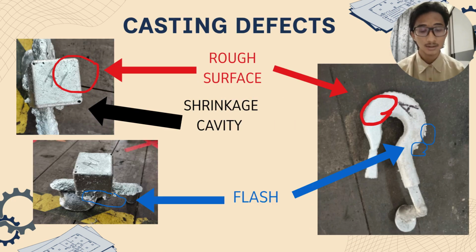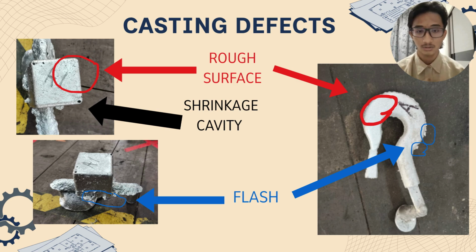For the casting defects, we have about three. The first one is rough surface, as you can see in the red circle, and it happened in both processes: green sand on the left, the cube shape, and on the right side, a hook shape made by CO2 molding casting. Both of them somehow have rough surface defects.